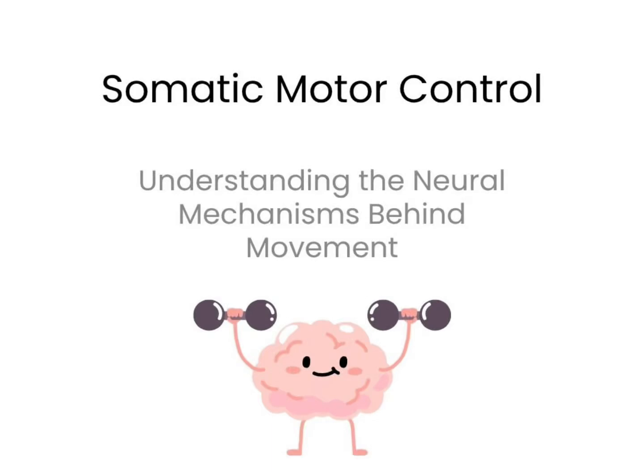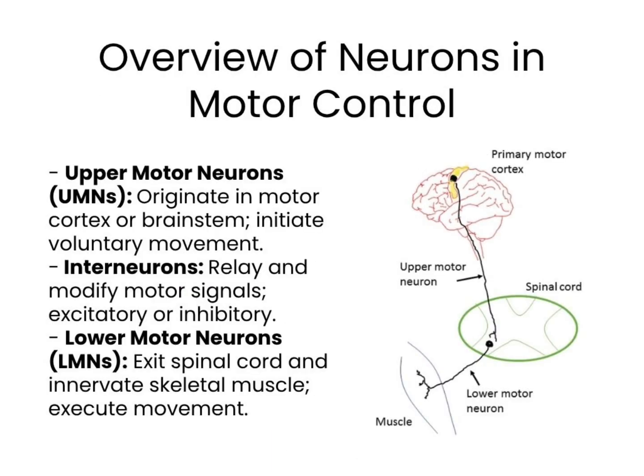How does the nervous system control movement? To answer that, we must look at how somatic motor pathways are organized and how different brain regions coordinate movement. We'll start with the types of neurons involved in somatic motor control.